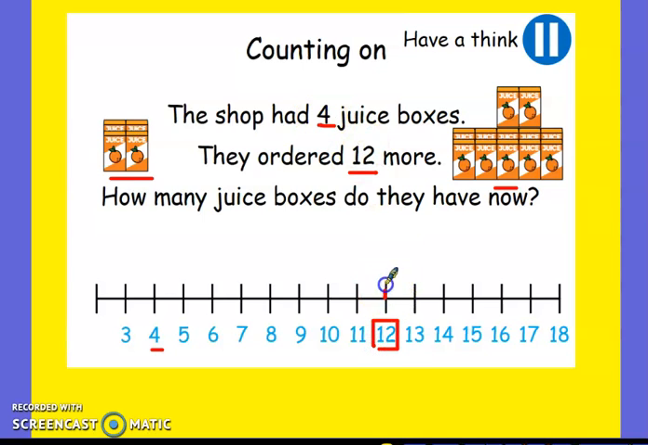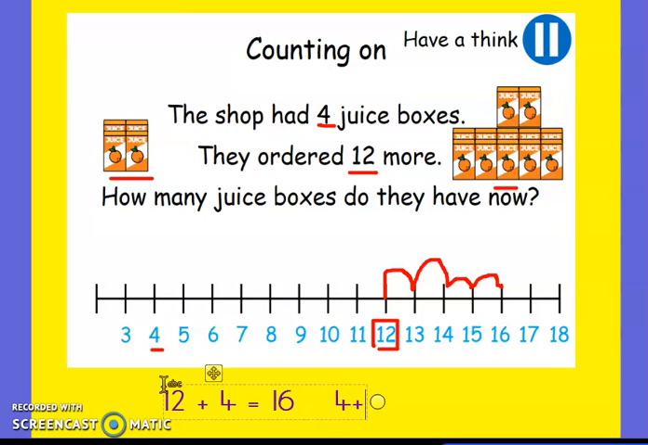So 12 add 4. 1, 2, 3, 4. 12 add 4 is 16. Okay? So let's write that as a number sentence. 12 add 4 equals 16. And if we did it the other way around, it would take us a little bit longer to do the jumps, 12 jumps instead of 4, but it would give us the same answer. So 4 add 12 is also 16.